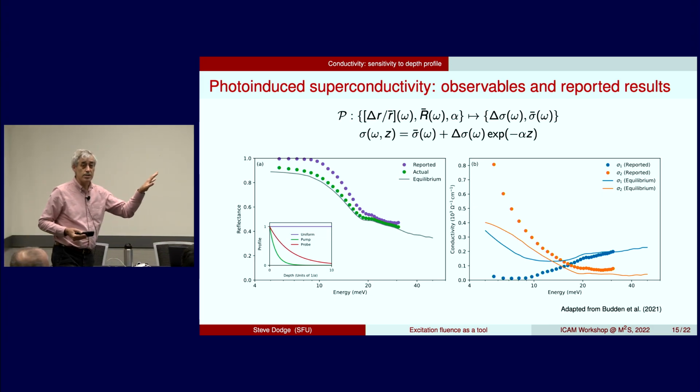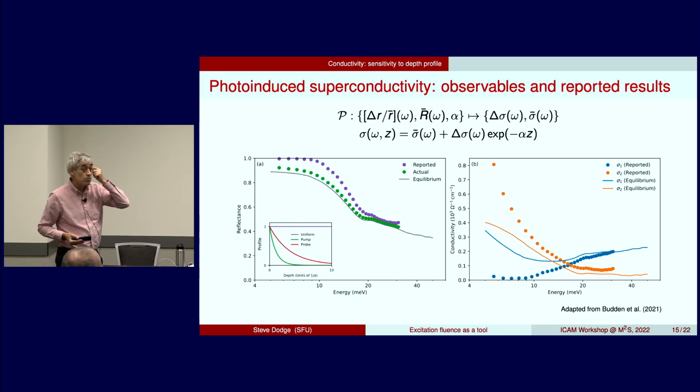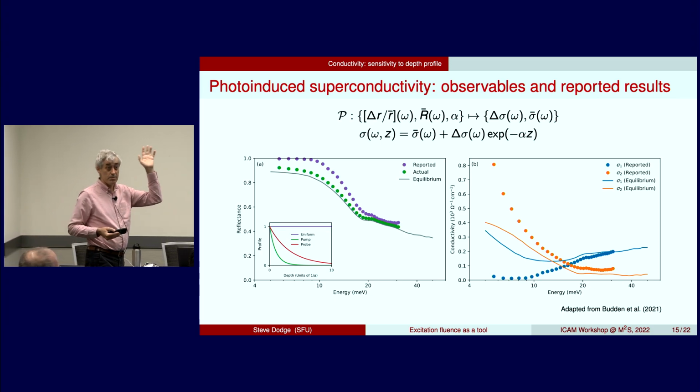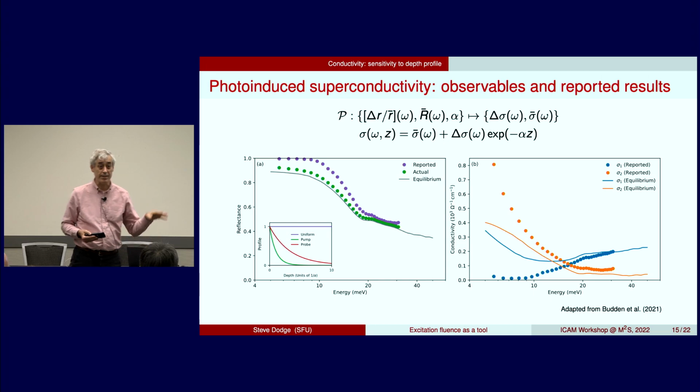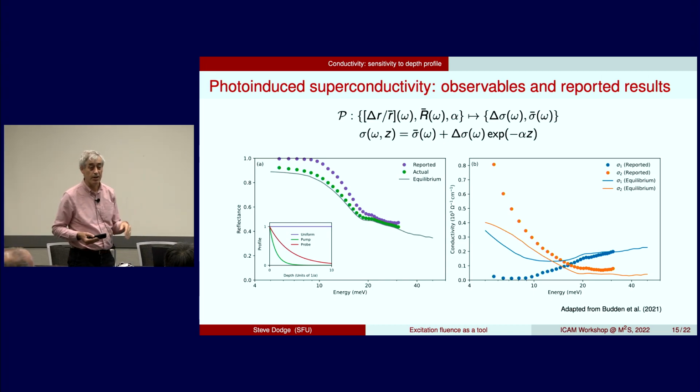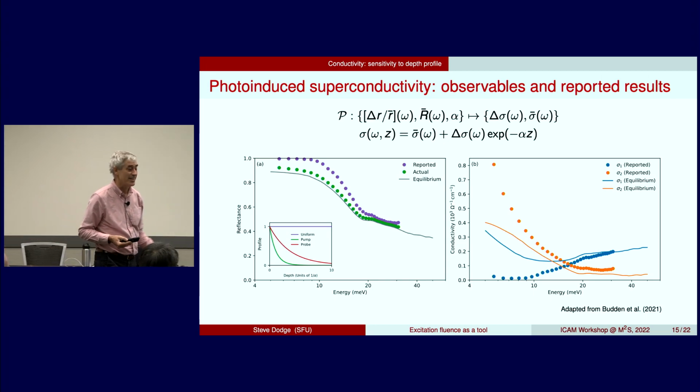So I'm showing you results that are basically taken from a paper by Budin et al., where they conveniently published all of the raw data so that we could just pull it out and put it in a plot rather than going and digitizing it.